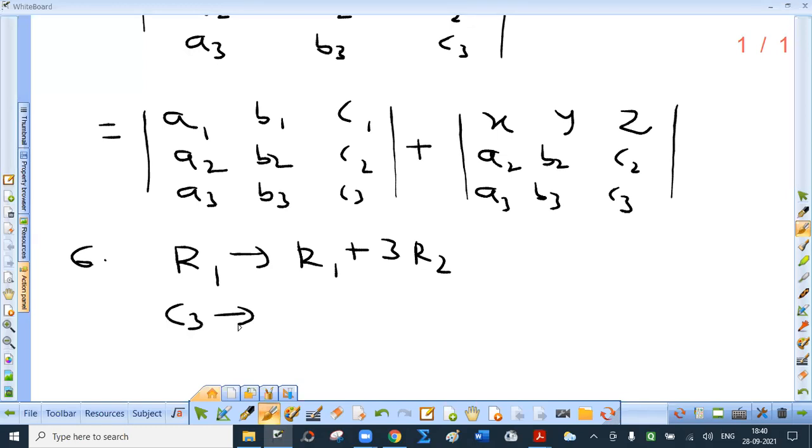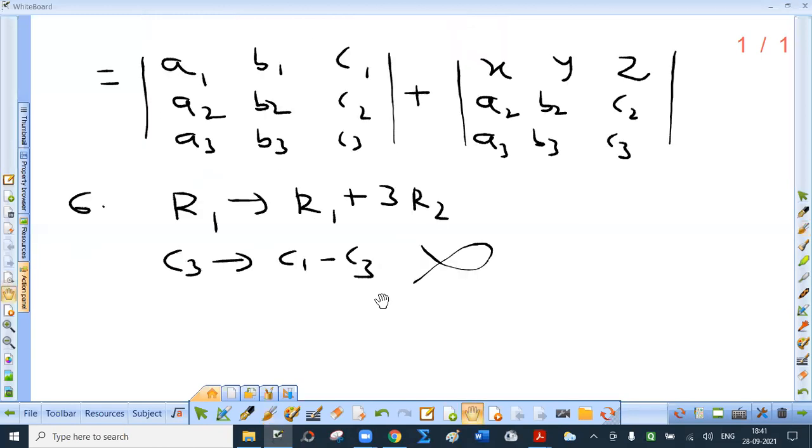But if I say C3 changes to C1 minus C3, not allowed, value of the determinant will change. Why? Because as per the property, if to the elements in any column are added, now elements to the column C3 are not added. Column C3 is multiplied by -1. So we know that value changes in sign because -1 means change in sign only, right? So this transformation is not allowed.